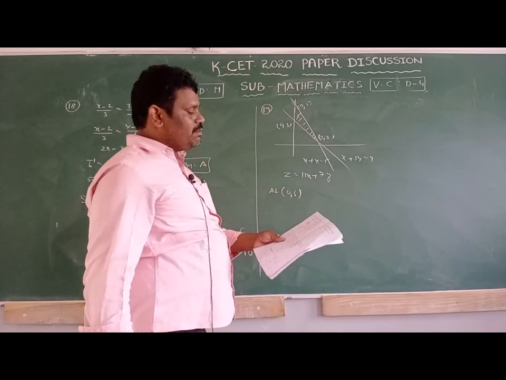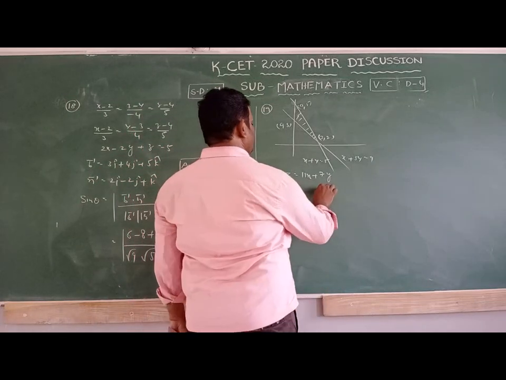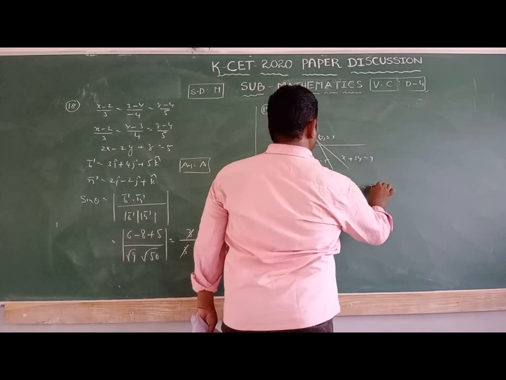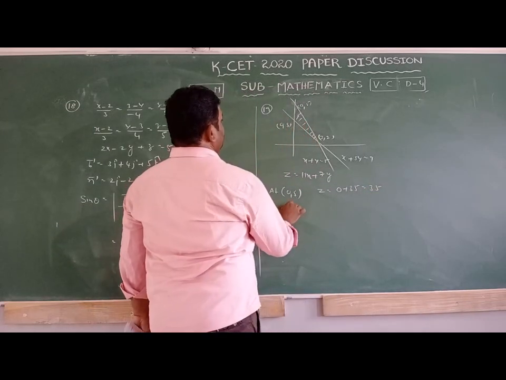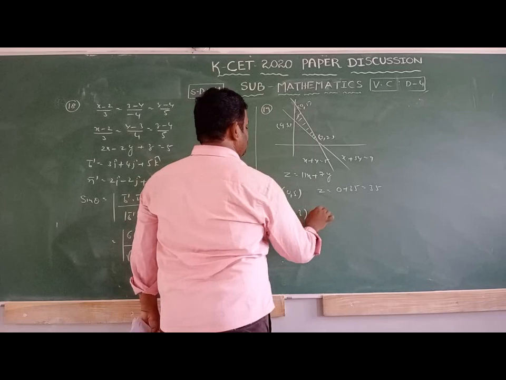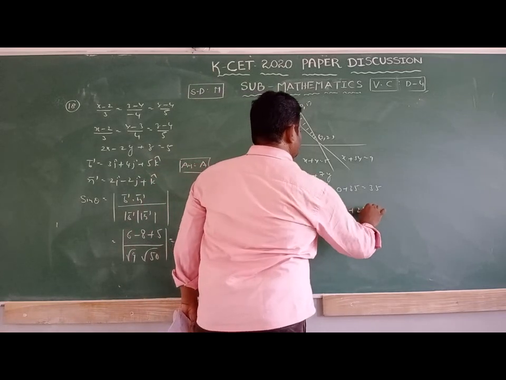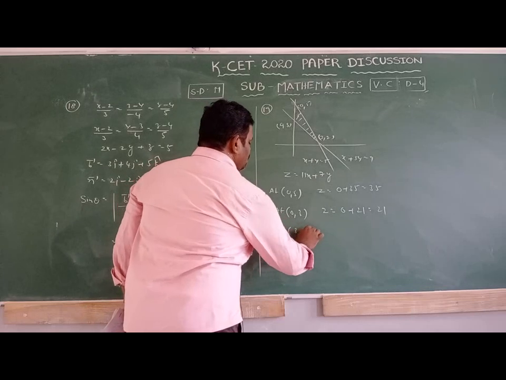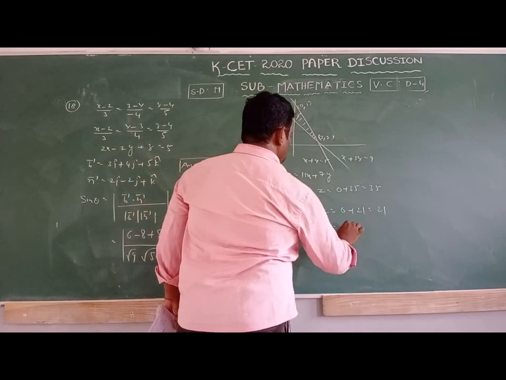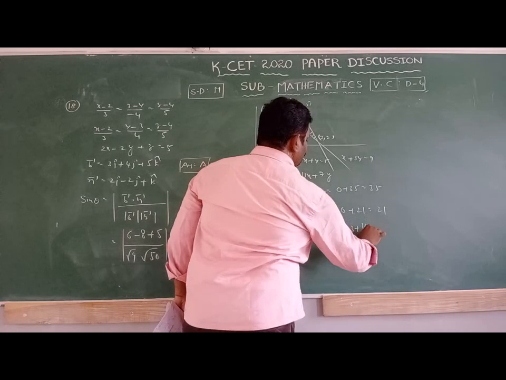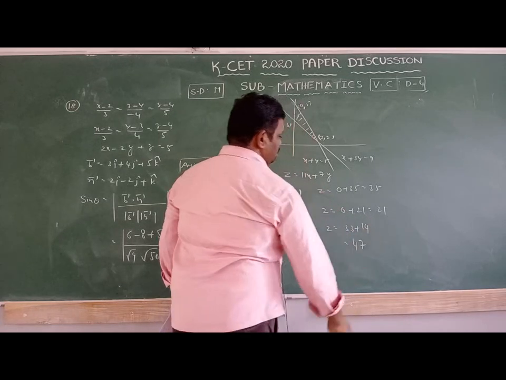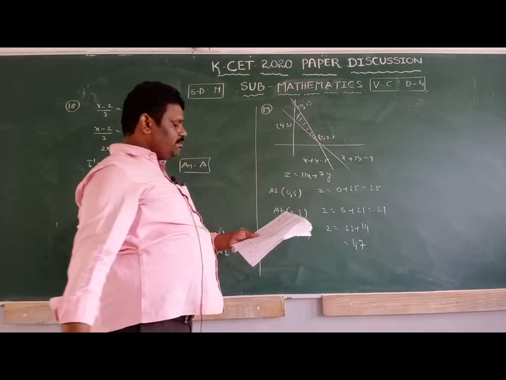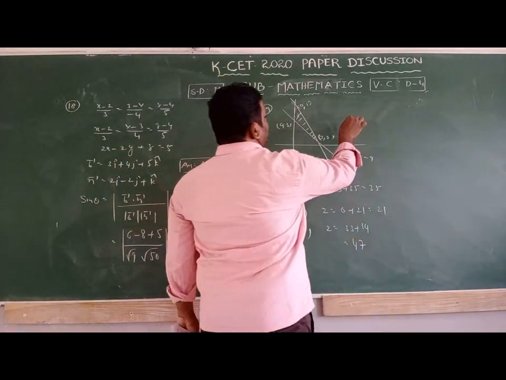Here which value is required? Maximum value of z. At 0 comma 5, z is equal to 0 plus 35, is equal to 35. At 0 comma 3, z is equal to 0 plus 21, that is equal to 21. Next, 3 comma 2: z is equal to 33 plus 14, that is equal to 47. So which is the maximum value? At 3 comma 2. So here forming the maximum value. So answer A is correct.